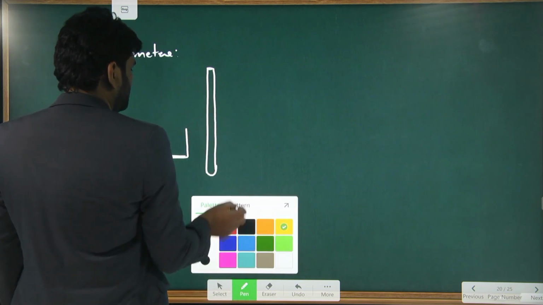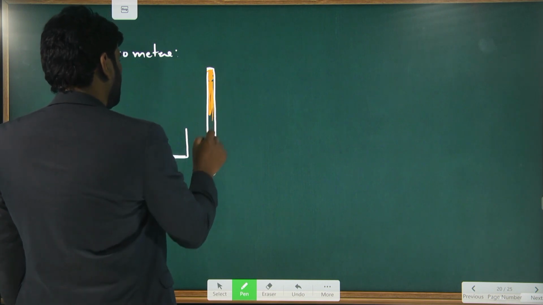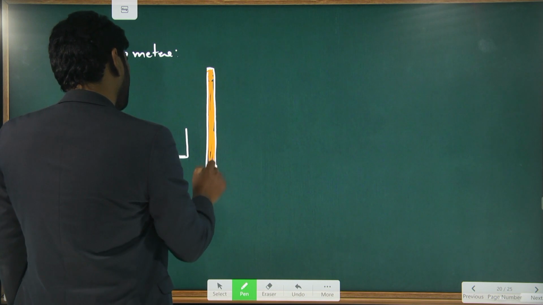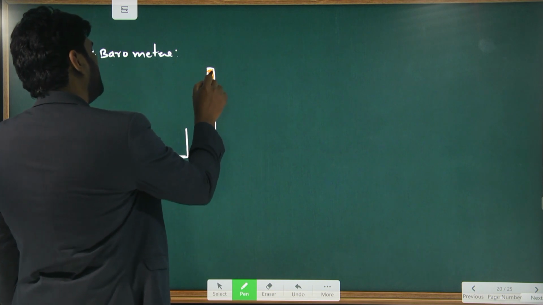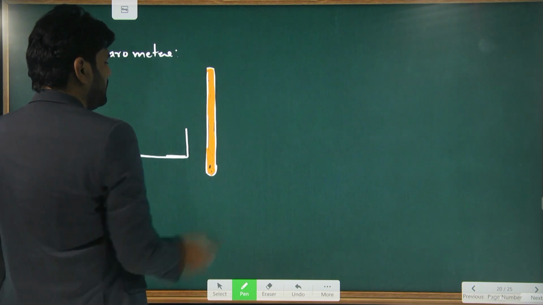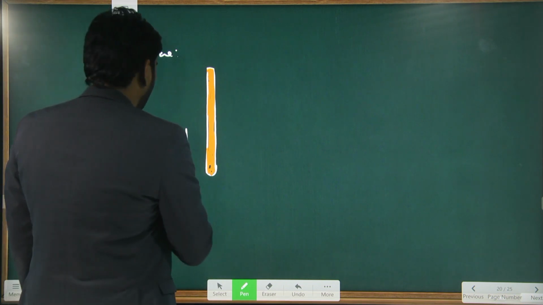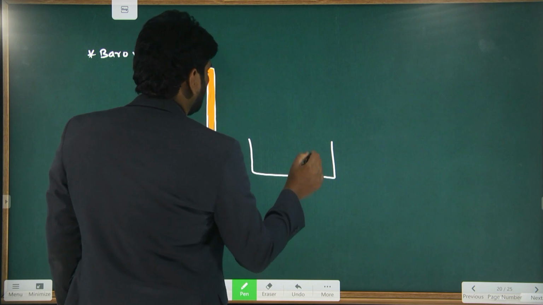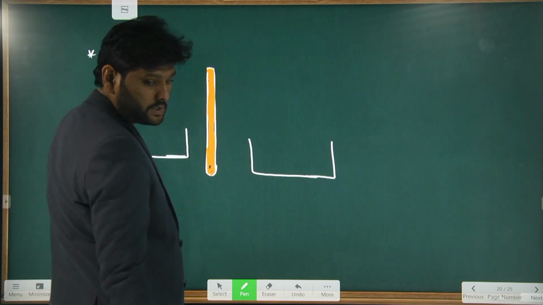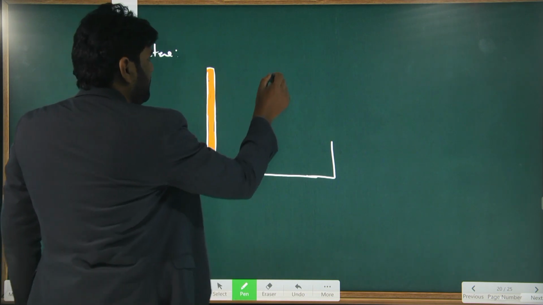In this test tube, we have mercury, completely filled with mercury. Now, this 1 meter test tube mercury column, we will place in this container. Here one side is closed, another side is open. Now you will keep it inverted.